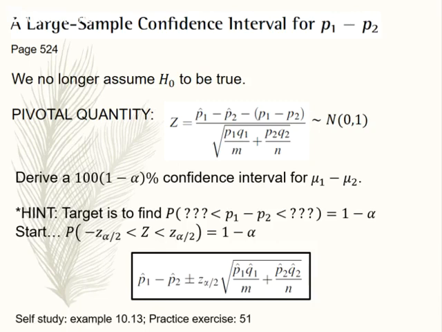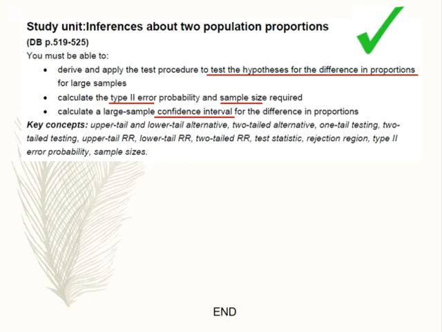Example 10.3 is available for self-study, so they just calculate a confidence interval, and you can do exercise 51 as practice. So now we are done with this. Let's have a look at 10.5.